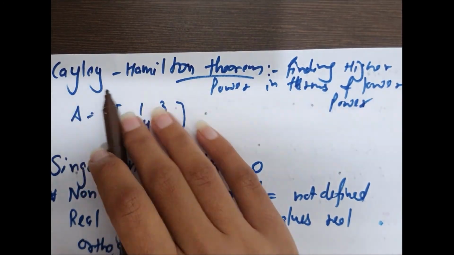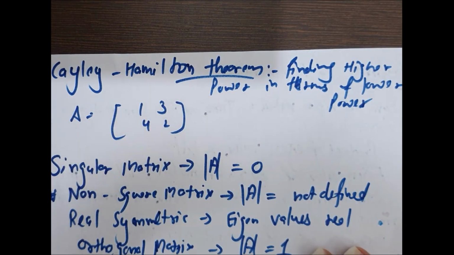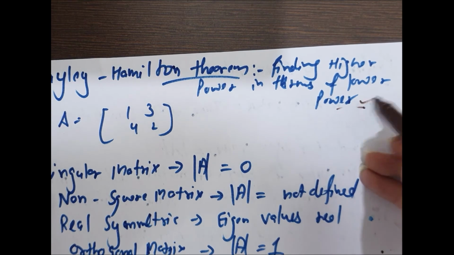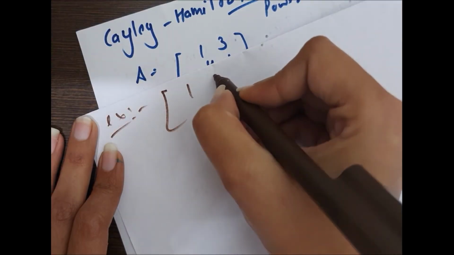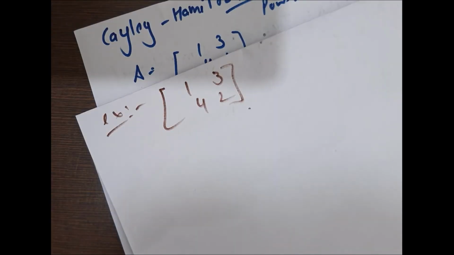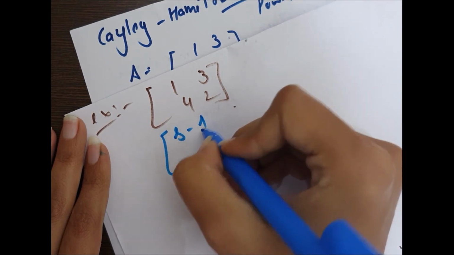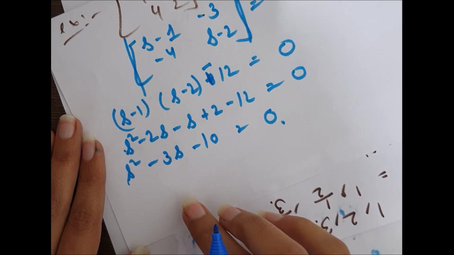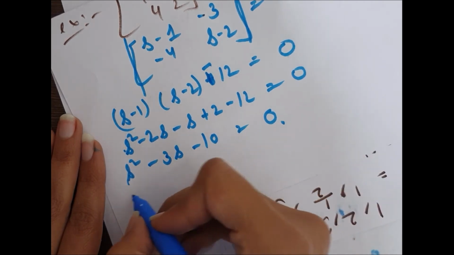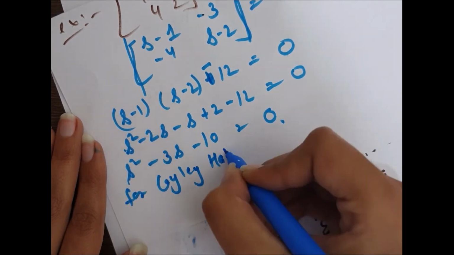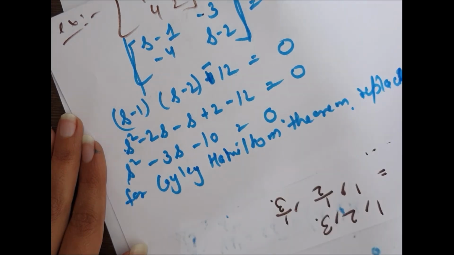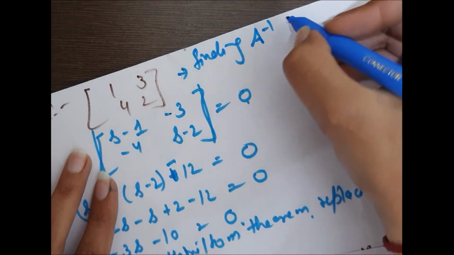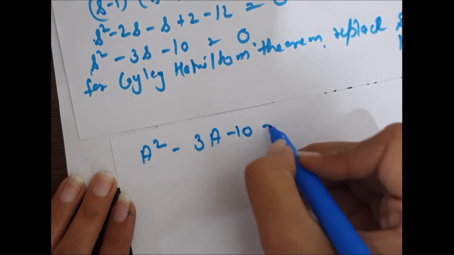Now the third topic, Cayley-Hamilton theorem. This theorem is used to find the inverse and to express higher powers in terms of lower powers of a matrix. If we have this matrix, then its characteristic equation would be, now I have told you enough, so I am writing directly. For Cayley-Hamilton theorem, replace S with A. Here we are finding the inverse of the matrix in terms of A. A square minus 3A minus 10 is equal to 0.